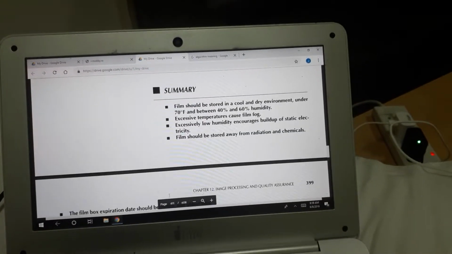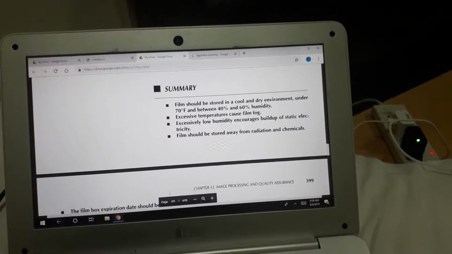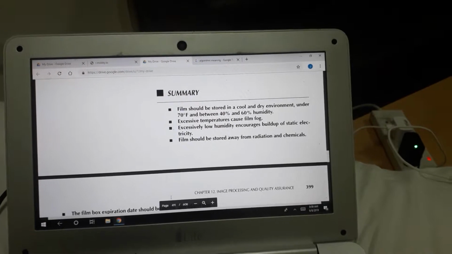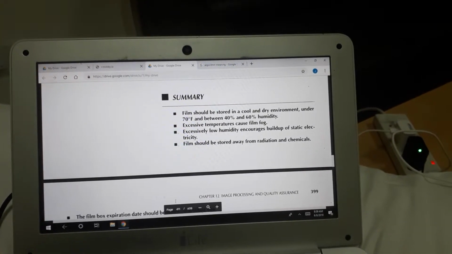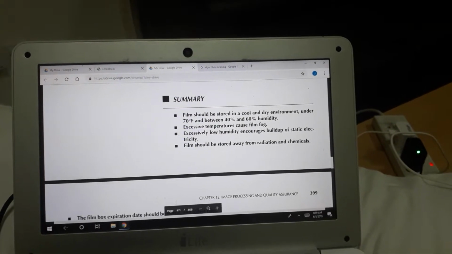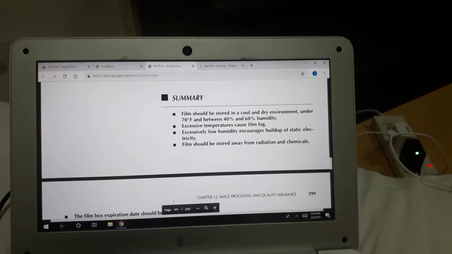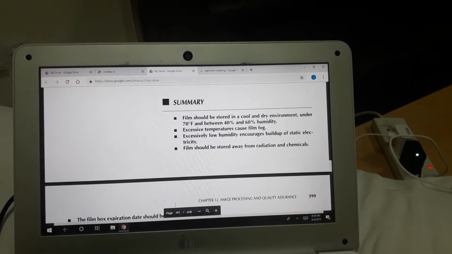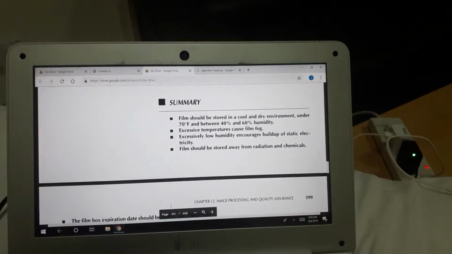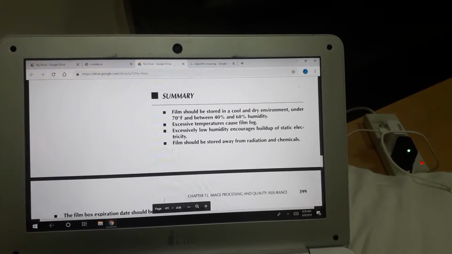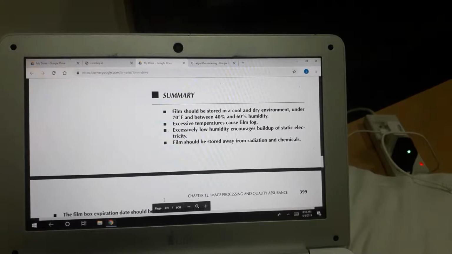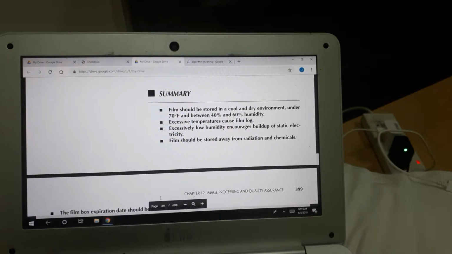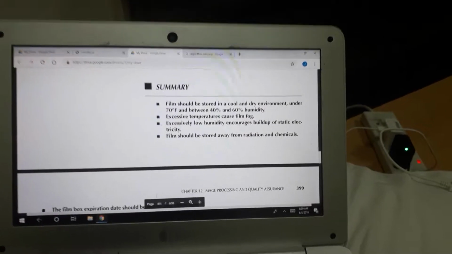Summary. Film should be stored in a cool, dry environment under 70 °F and between 40% and 60% humidity. Excessive temperature can cause film fog. Excessively low humidity encourages buildup of static electricity. Film should be stored away from radiation and chemicals.